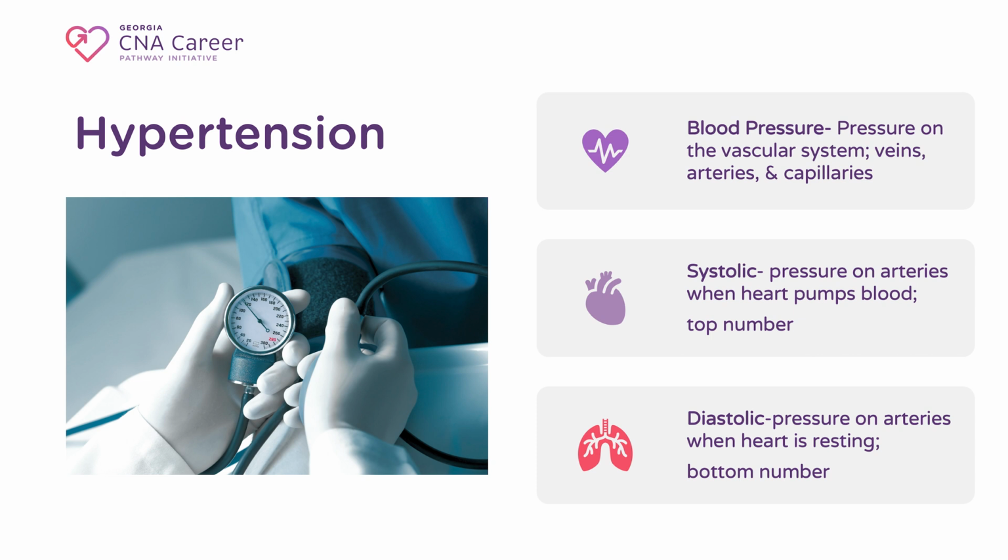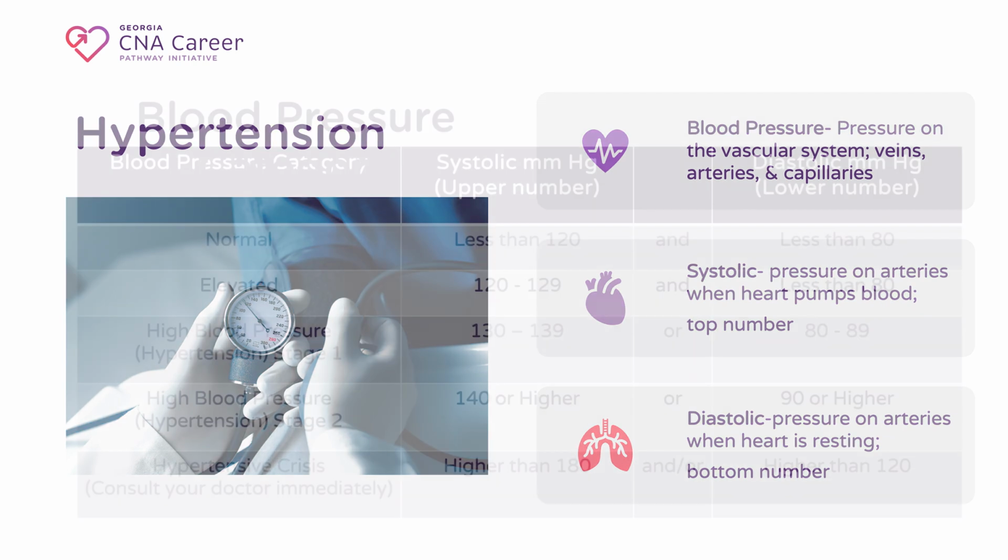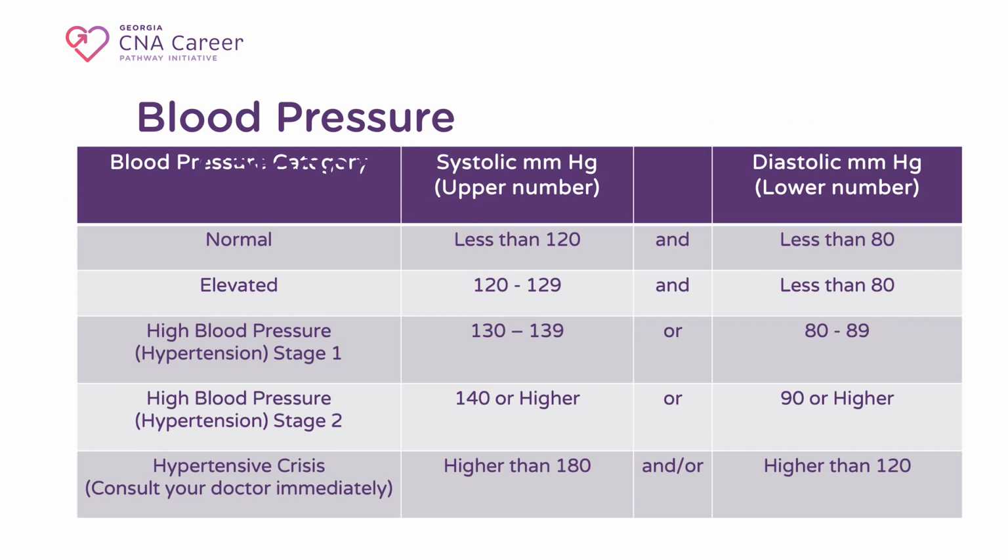Systolic blood pressure is the number on the top of a blood pressure reading. It refers to the pressure on the arteries when the heart pumps blood. Diastolic blood pressure is the number at the bottom of the blood pressure reading, and it refers to the pressure on arteries when the heart is resting. When looking at a blood pressure reading, it's important to know what is in the range of healthy, elevated, and when the diagnosis is a concerning level, such as stage 1, 2, or 3 of hypertension.